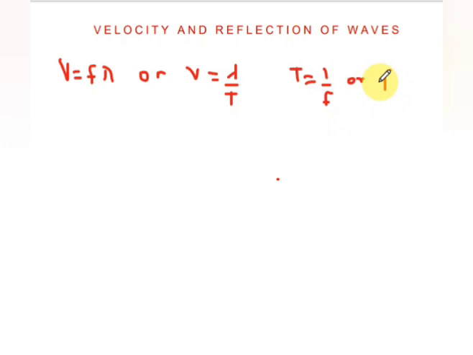In this video, we're going to be looking at velocity and reflection of wave. And we know that velocity is equal to frequency times lambda, or velocity is equal to wavelength divided by the period. This is because the period T is equal to 1 over frequency f, or frequency is equal to 1 over period. So if we substitute this into the first equation, we'll get the second one.